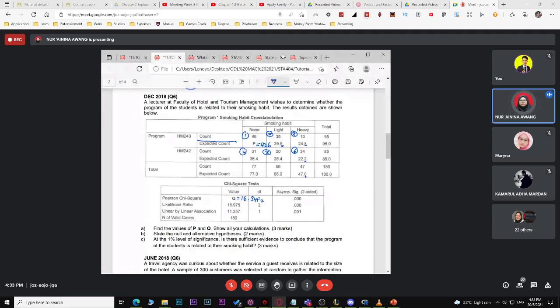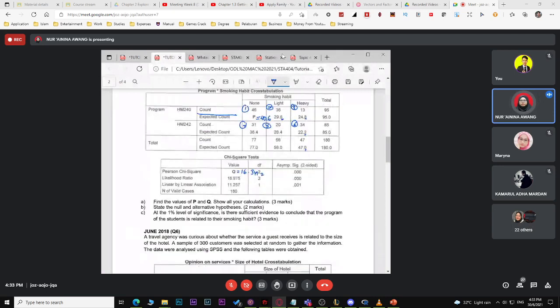And then for B, state the null and alternative hypothesis. So if you don't know, related to their smoking habit, since this is related, this should be at your H1. And then your H null, you just say the program of the student is not related to their smoking habit. And that is for B.